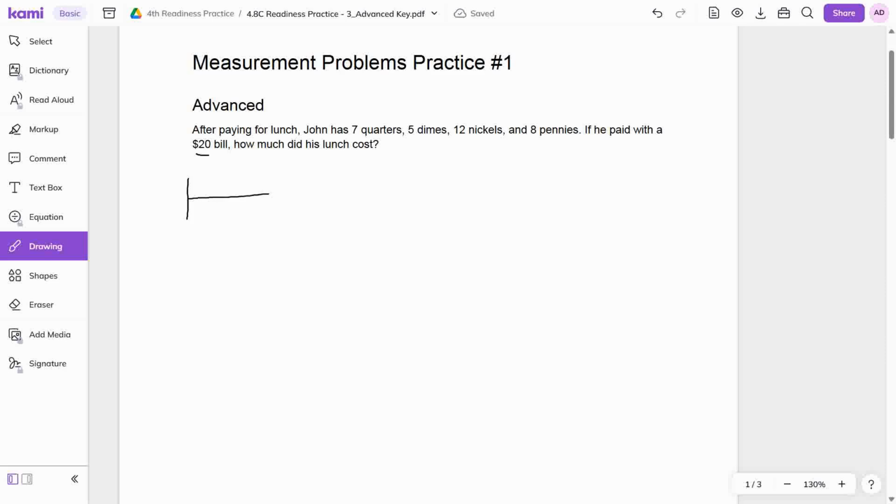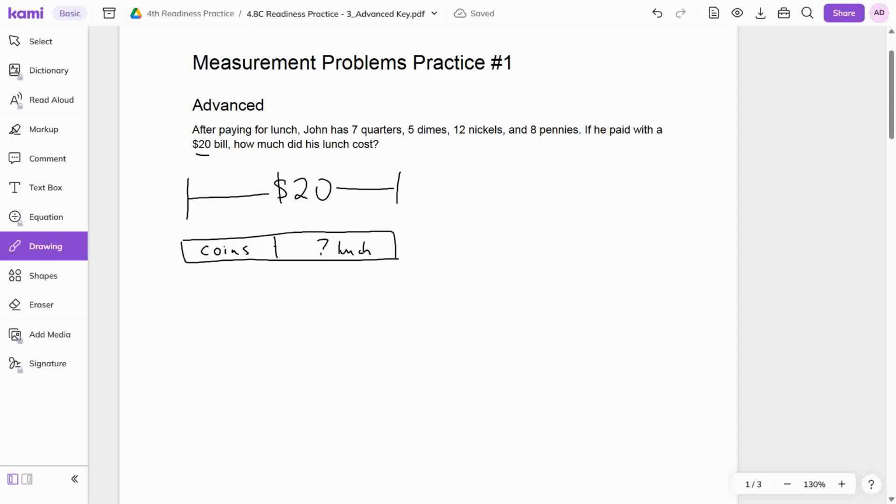So if the $20 bill is going to be the total that I had, and then there's two parts here, right? I've got my coins, which I'll figure out in a second, and then here's my question mark, lunch. All right, so I'm going to figure out my coins, then I can subtract that from 20. I can figure out how much my lunch is. So what do I have?